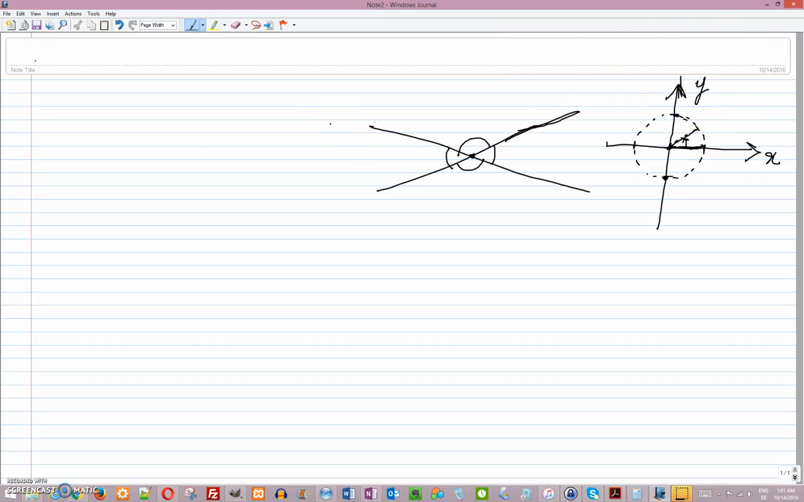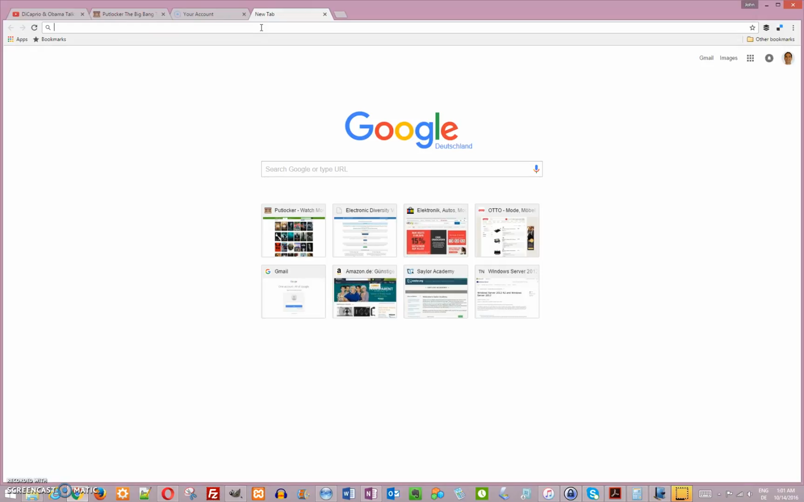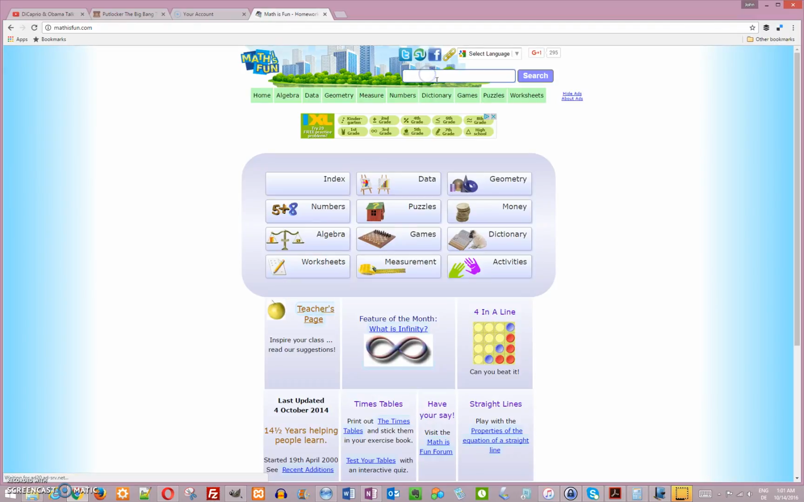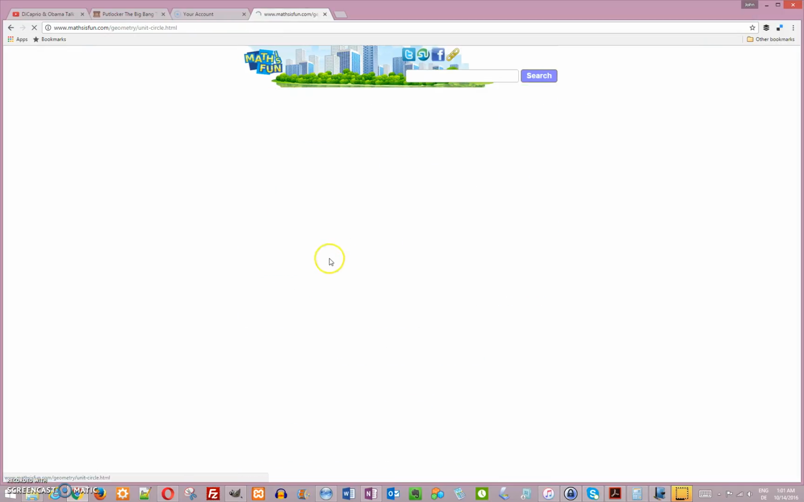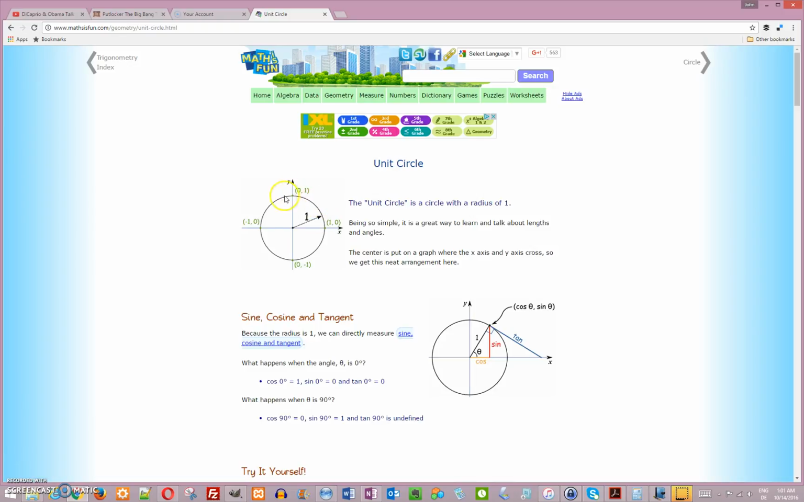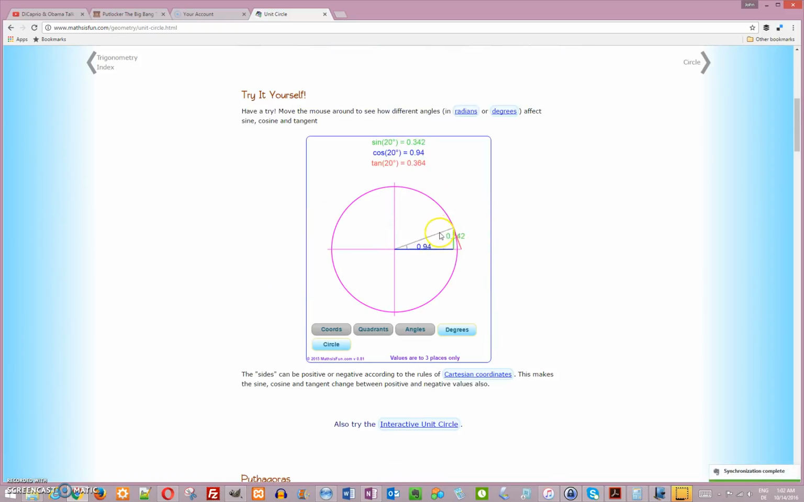And now let me show you what a unit circle is. I need to go to mathisfun.com and unit circle. So unit circle. So as you can see, this is a unit circle. It starts from here and goes all the way around.